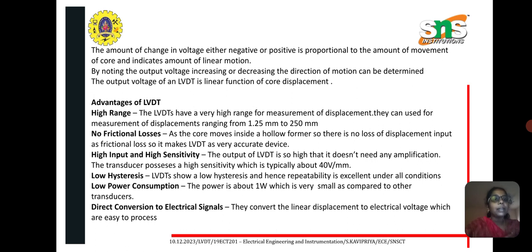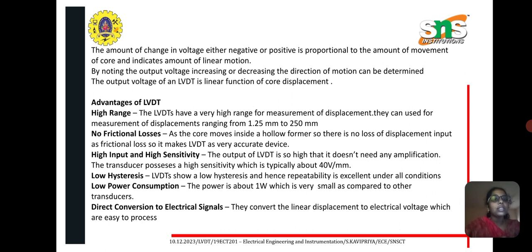And next are the advantages of LVDT. The measurement range here is high. It can be from 1.25 millimeter to 250 millimeter. Since the iron core is moved inside the former, there is no frictional loss. The output here is very high, so there is no need for any amplification. And it is very sensitive.